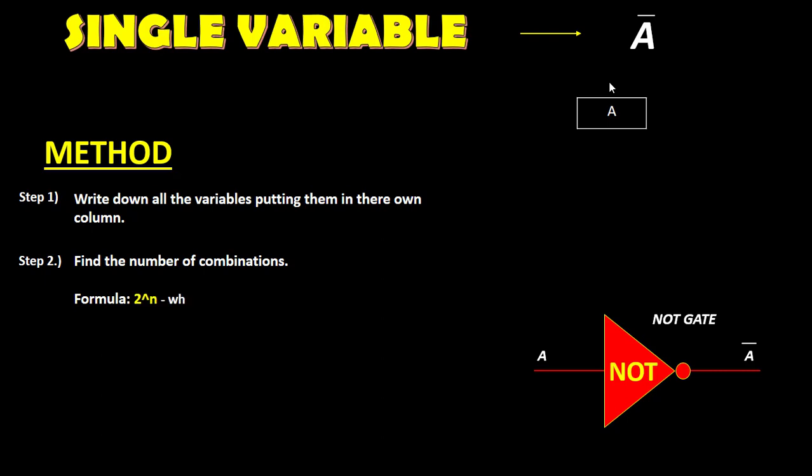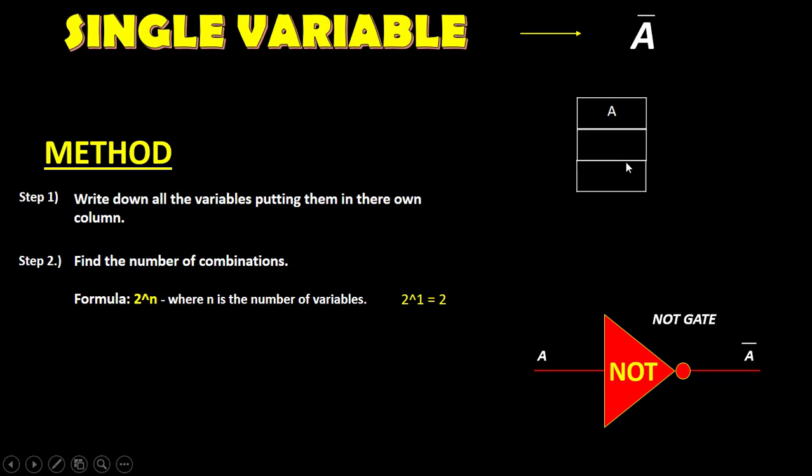We use the following formula to determine the number of combinations that are possible. So the formula is 2 to the power n, where n is the number of variables. Because we only have one variable here, we put a 1 where the n is. So the answer is 2, which means we have 2 combinations from one variable. So now we just need to add 2 more blocks here where we're building the truth table. And we move on to step 3.